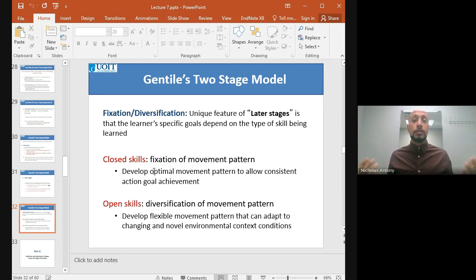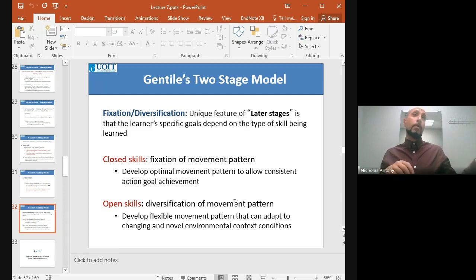Whereas open motor skills are where different regulatory conditions are in motion: the people in the environment, objects, and the supporting surface. So in the later stages of an open motor skill, you have a diversification of movement pattern. The person is focusing more on keeping their movement patterns changing to different environmental conditions. Their movement patterns are diversifying to be able to adapt to every new characteristic or new environmental condition that occurs with each trial.